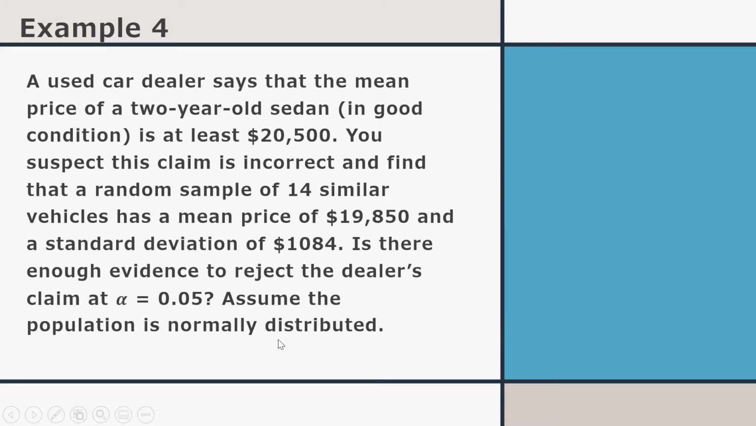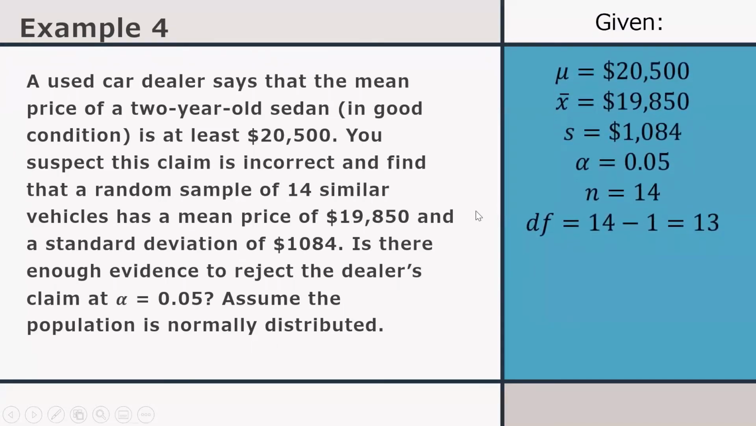Let us identify the given. The hypothesized mean here is $20,500. The sample mean is $19,850. The sample standard deviation is $1,084. The alpha is 0.05 and the number of samples is 14. The df, that is n minus 1, so 14 minus 1 is 13. So the degree of freedom is 13.